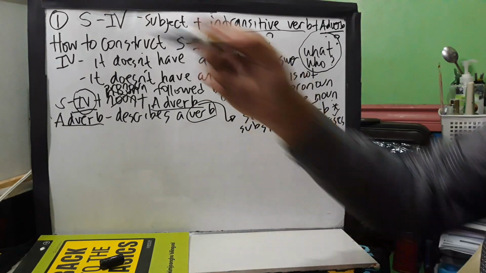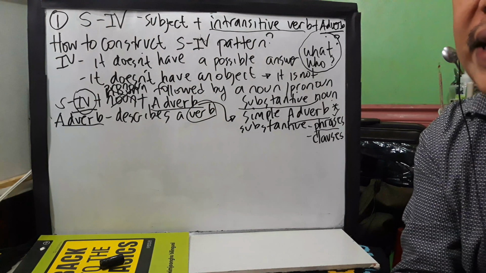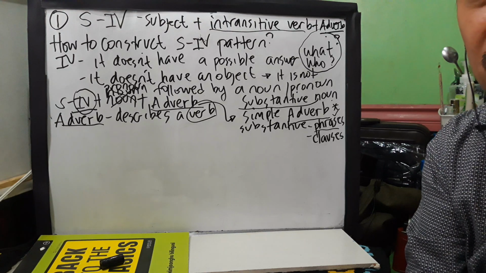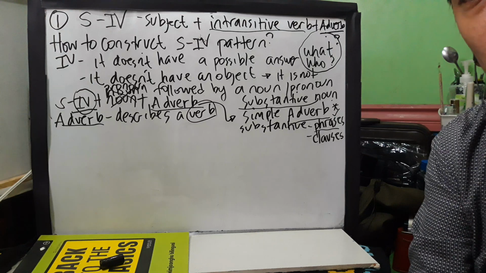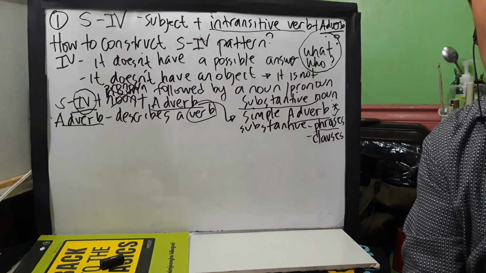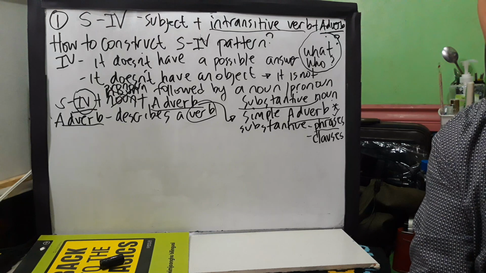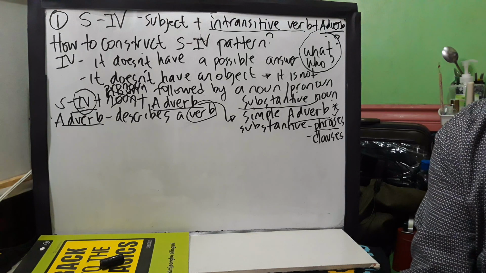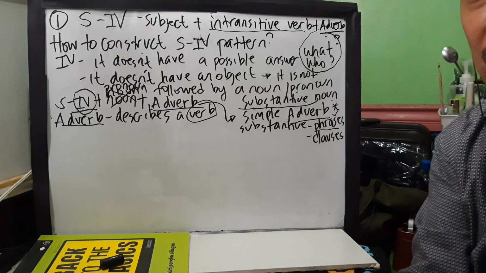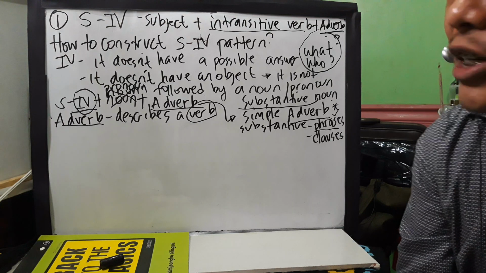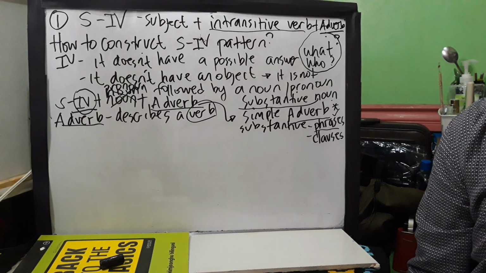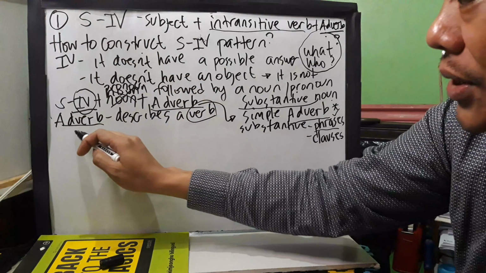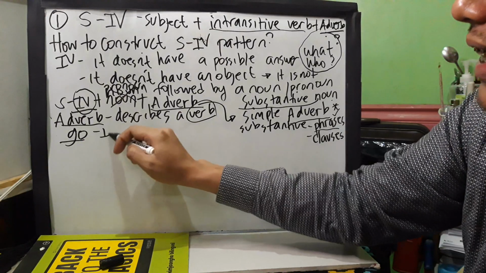What are examples of intransitive verbs? We can have belong, come, cough, die, fall, flow, fly, go, jump, kneel, lie, remain, sit, sleep, stand, walk, weep, travel. Those are the common intransitive verbs. If you search YouTube, guys, and type intransitive verbs, you can see a lot of examples. Google can provide you that. So let's have an example. Let's use the verb go. Go is an intransitive verb.